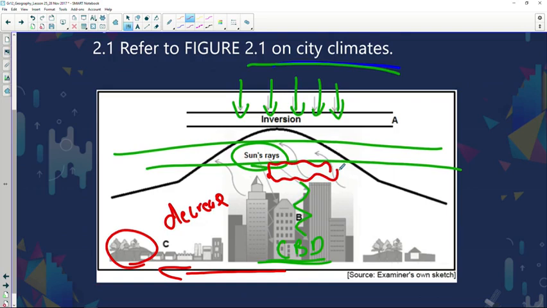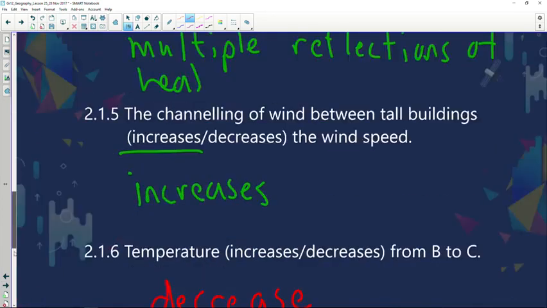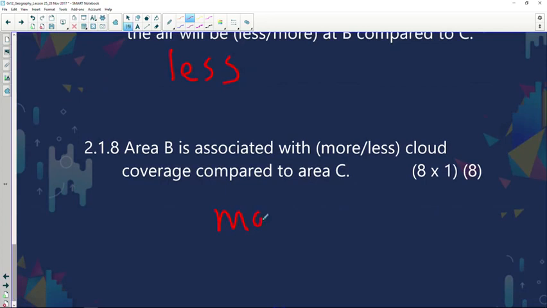The simple reason why is because we experience a country breeze, and there's more rainfall in urban areas such as CBDs because of the rising air that takes place. But where does it get its moisture content? It's being sucked in from the surrounding rural areas, creating a country breeze, and the air cools, condenses, clouds and rain, usually over the CBD. So the correct answer for question 2.1.8: there will be more cloud cover at B than at C.